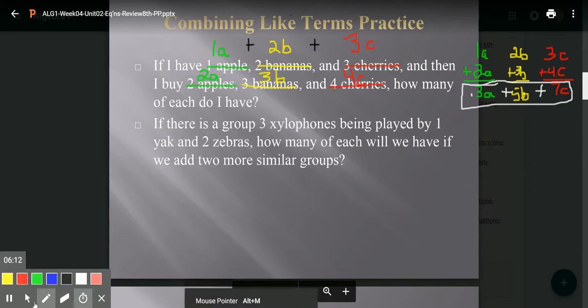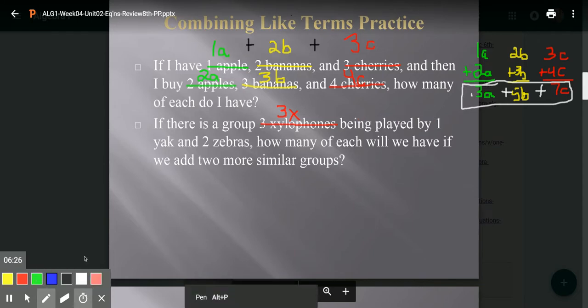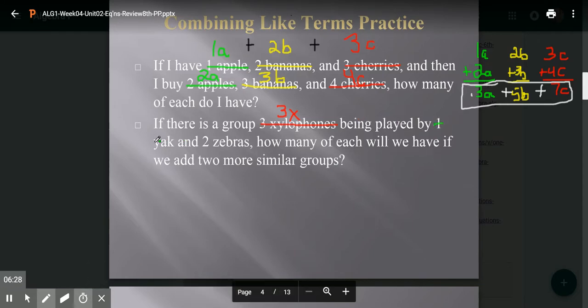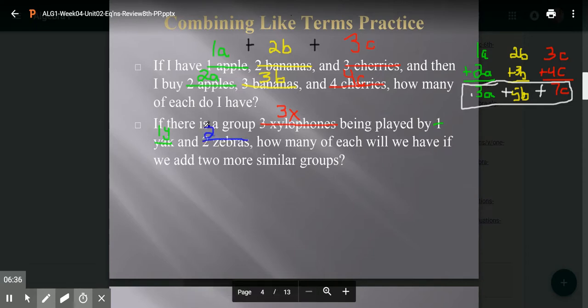Okay, now for this next example, if there's a group of 3 xylophones, I don't want to write xylophones over and over again, so I'm going to put 3x. Okay, being played by 1 yak, I'm going to put 1y, and 2 zebras. I don't want to write out zebras a bunch of times, so I'm going to put 2z.